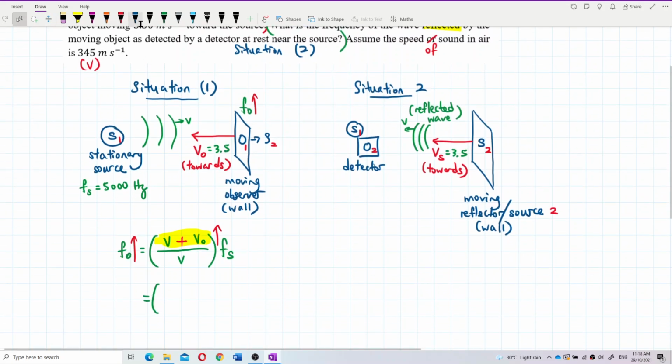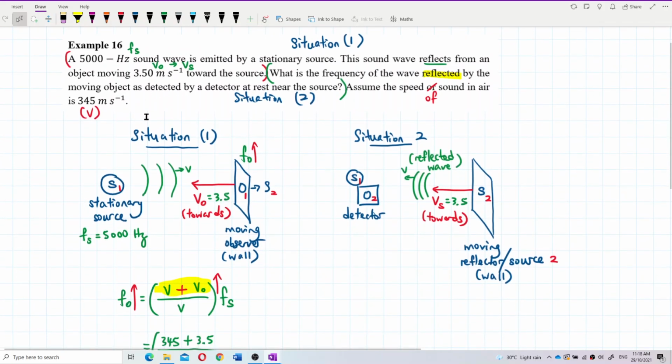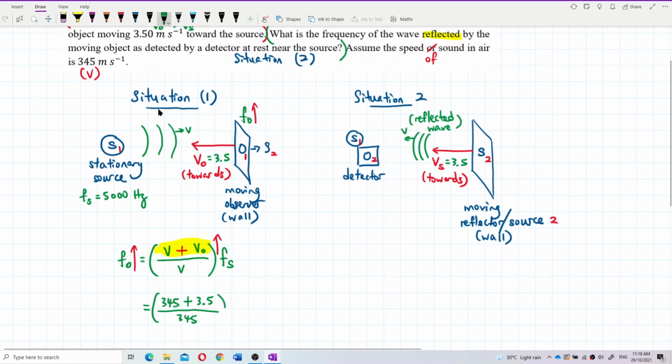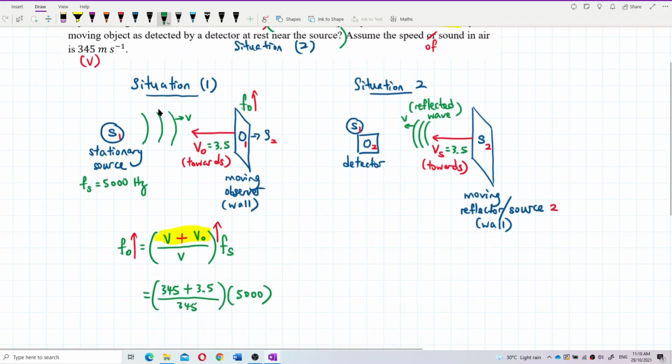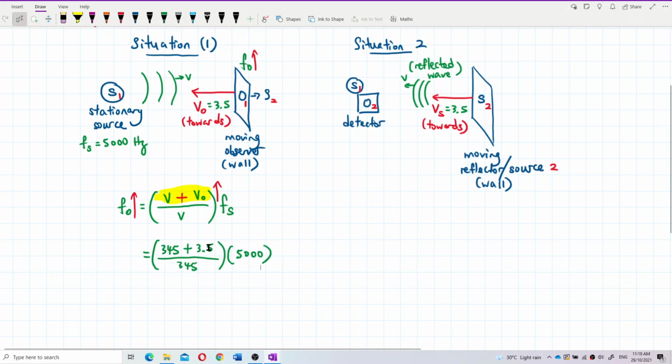So we have 345 at the top, and the bottom here is also 345, plus VO is 3.5. All in SI units, meters per second. You must always check the units. Then Fs, the original frequency, is 5000 Hertz. The observer is moving towards the source, so you will hear a higher observed frequency. Okay, so let's calculate.